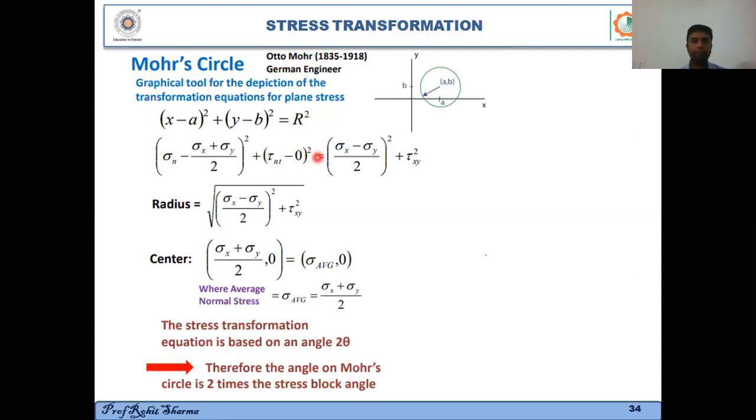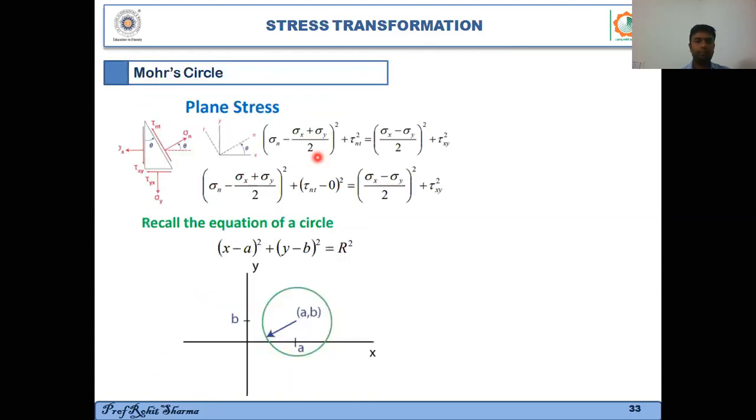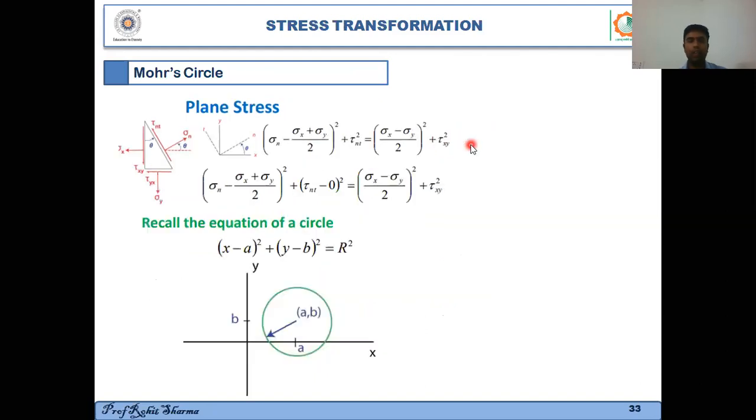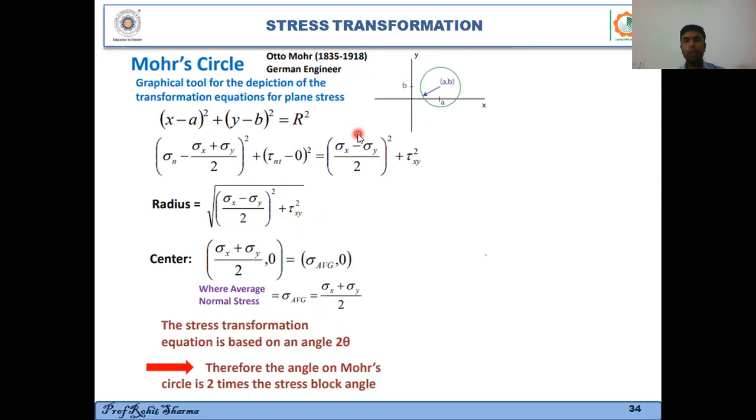That equation is called the Mohr circle. And also one thing you have to keep in mind is that this equation is obtained by squaring and adding these two equations, and the angle in these two equations was 2θ. So Mohr circle is based on the 2θ angle, not the θ angle. It is based on twice the θ angle.